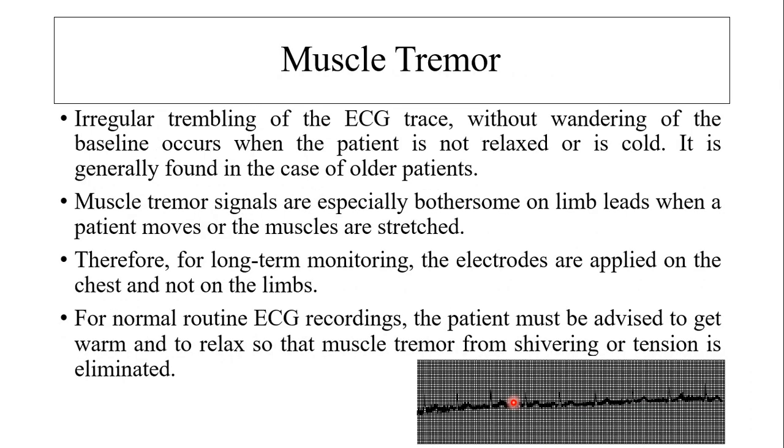So what is muscle tremor? This is another kind of artifact. Irregular trembling of the ECG trace without wandering of the baseline occurs when the patient is not relaxed or is cold. It can generally be found in older patients. When older patients move here and there, their muscles are not stable, so they will not stay still and are not machine friendly. So these artifacts may occur like this.